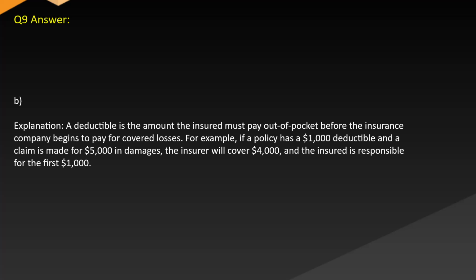Answer. B. Explanation. A deductible is the amount the insured must pay out of pocket before the insurance company begins to pay for covered losses. For example, if a policy has a $1,000 deductible and a claim is made for $5,000 in damages, the insurer will cover $4,000 and the insured is responsible for the first $1,000.